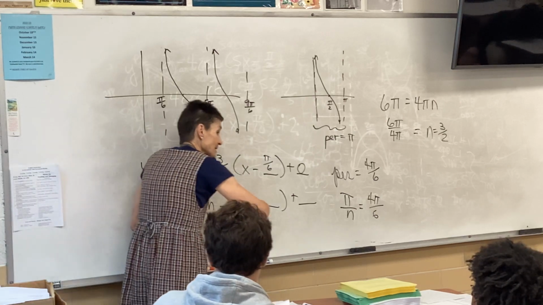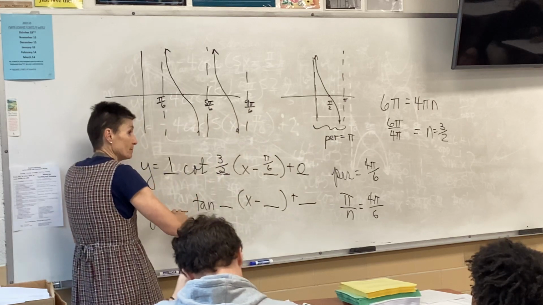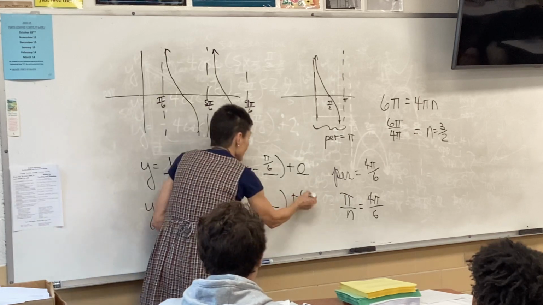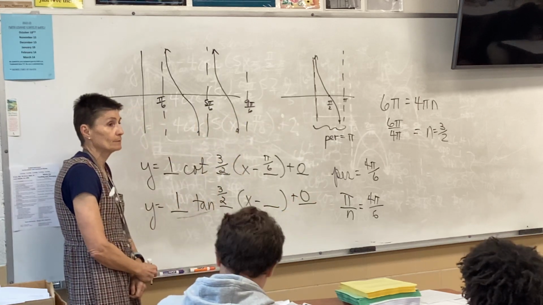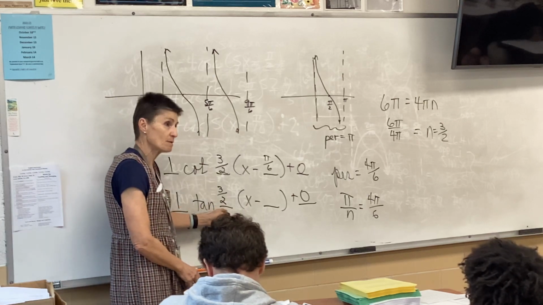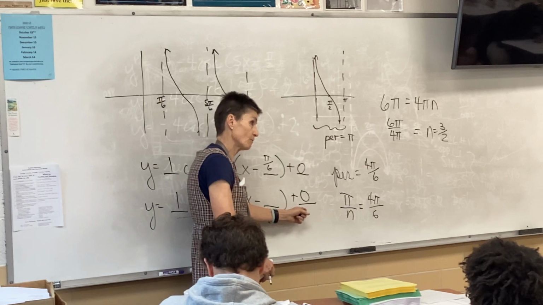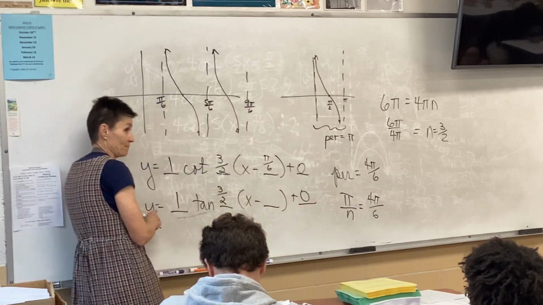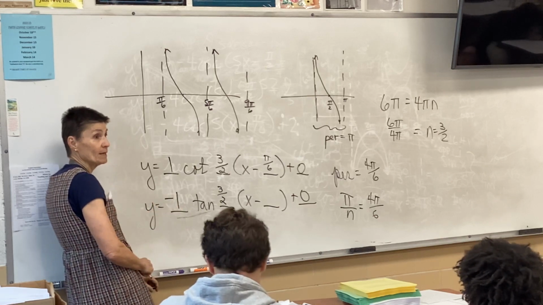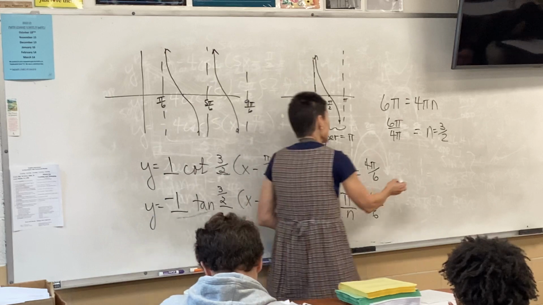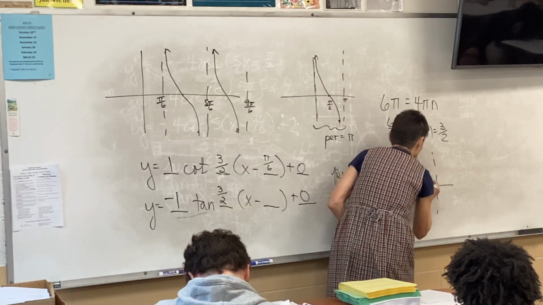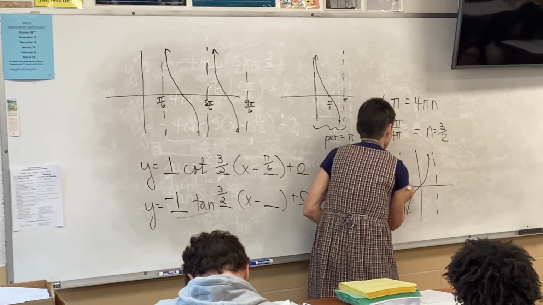When I write this as a cotangent, or excuse me, as a tangent, this number and this number aren't going to change. Because the curvature is the curvature, the period is the period, and the vertical shift's the vertical shift. Now, what will have to change is this one right here, which is going to have to become negative, because a tangent looks like this.